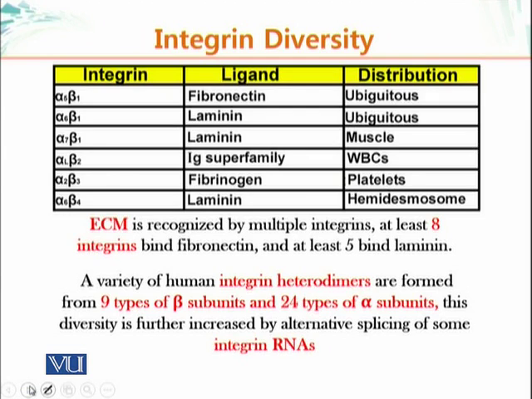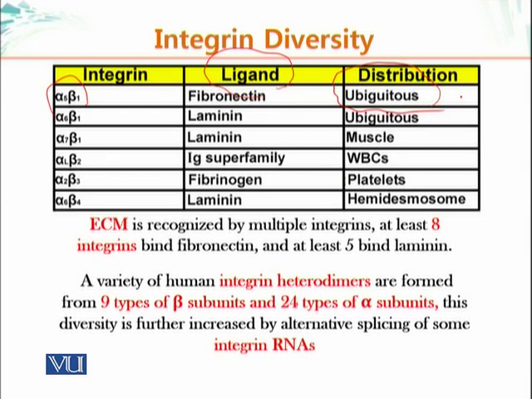Here again, please notice that I have used the word ligand because we are going to consider integrin as a signaling receptor because it shares many features with our traditional signaling receptors. So the ligand for this particular combination is fibronectin, and it is ubiquitous, meaning that it is found in almost all cells.